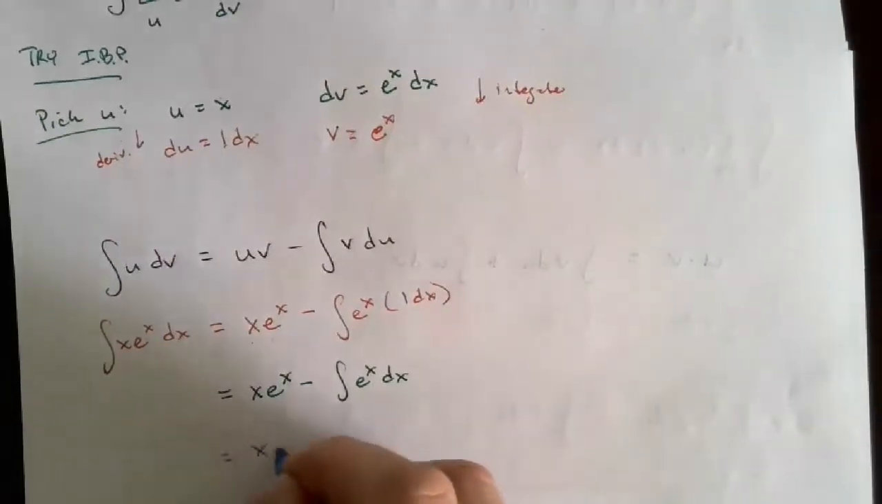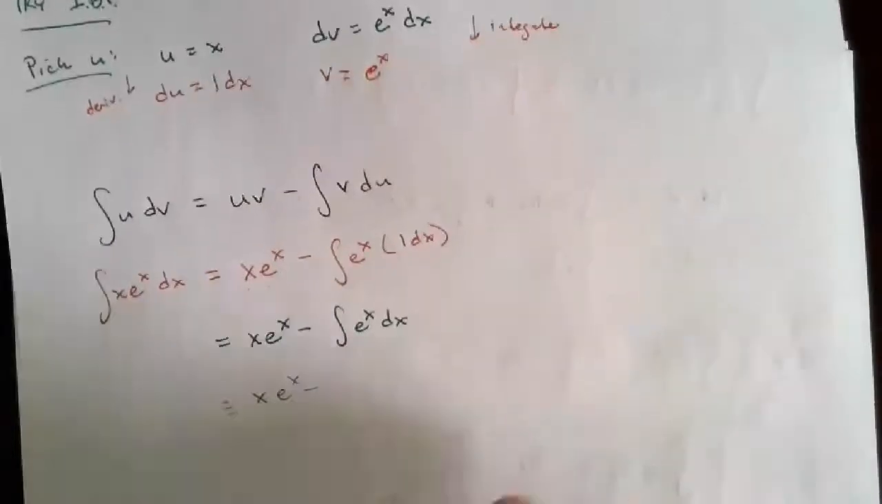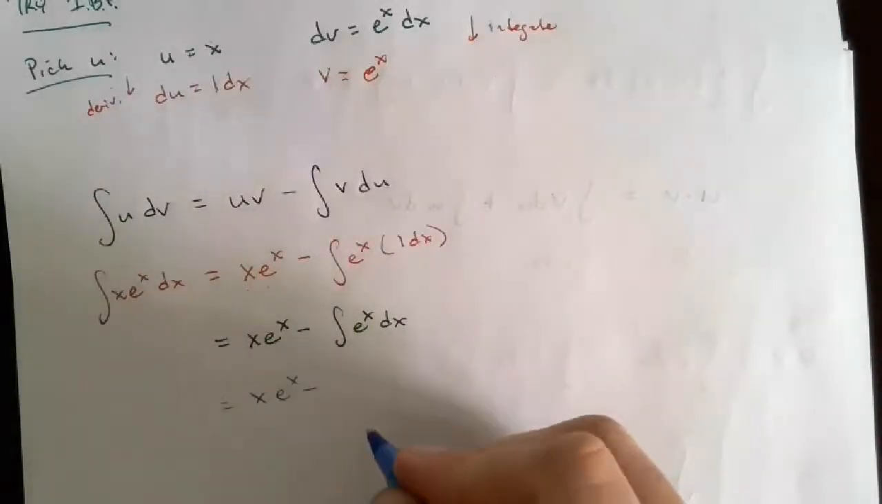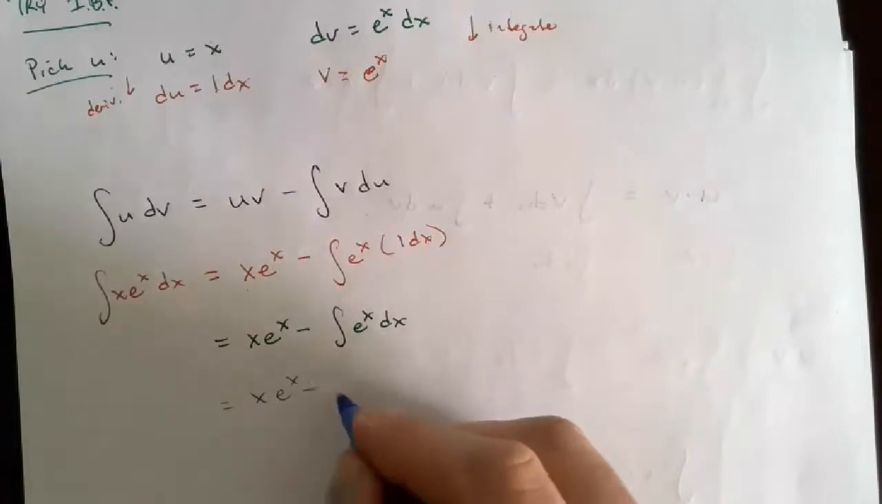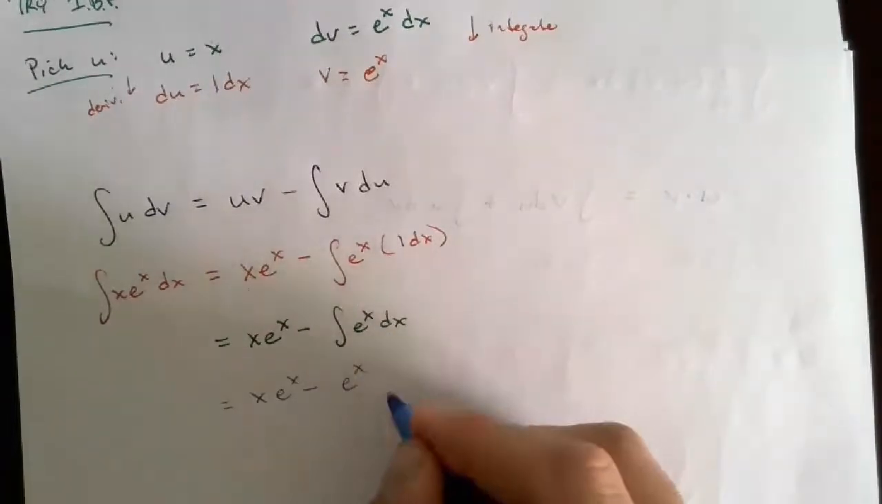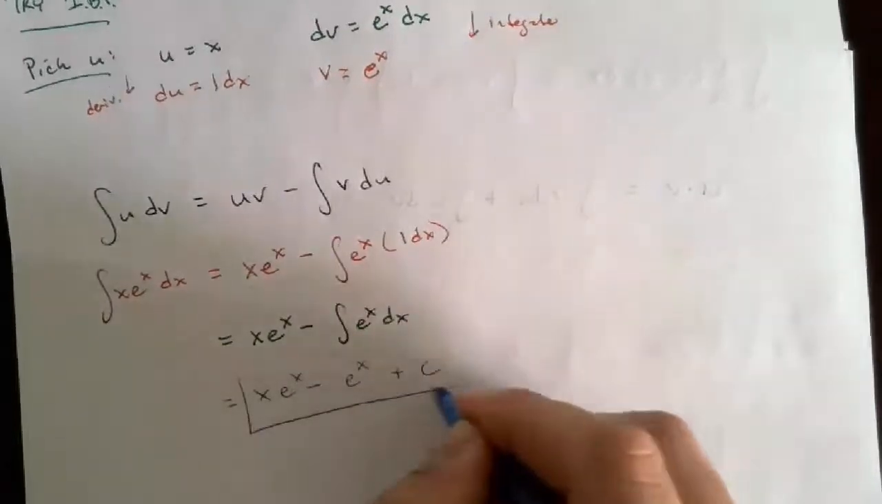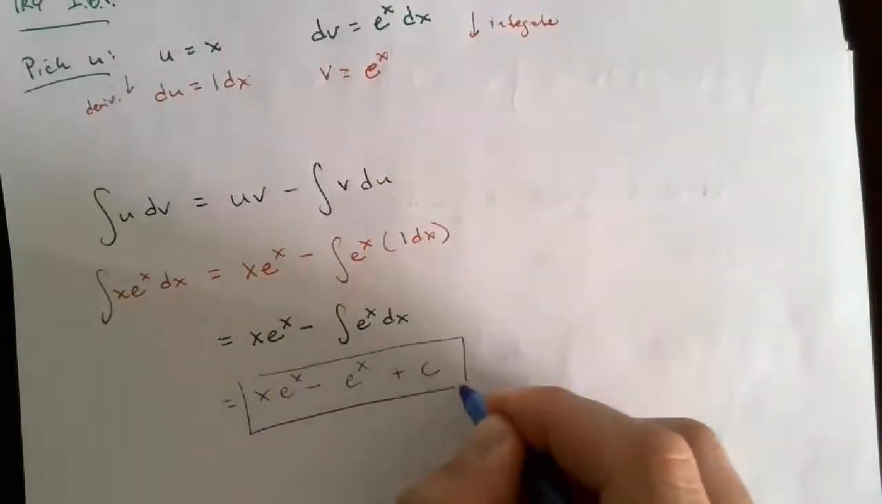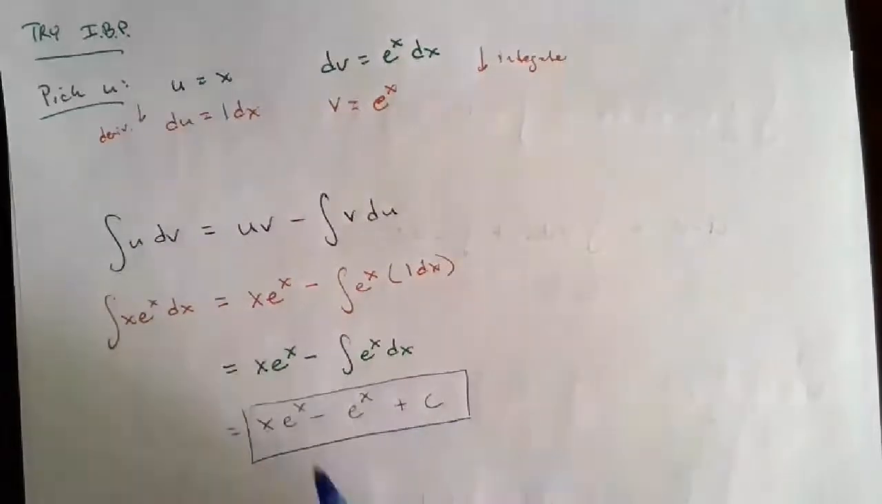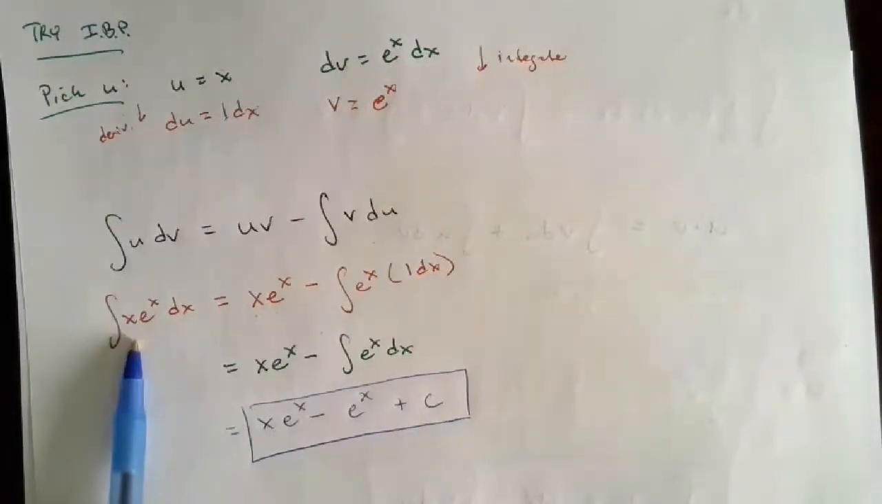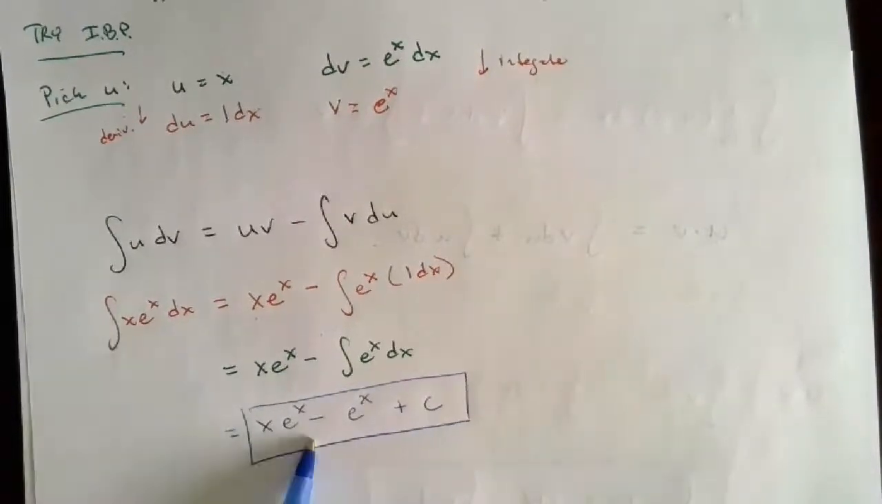So we have x e to the x minus the integral of e to the x. So what's the integral of e to the x? Well, it's just e to the x. So we just write e to the x. And then since I'm done taking the integral, make sure you put plus c at the end. And so your answer is x times e to the x minus e to the x plus c. This is the antiderivative of x e to the x dx, our original problem.